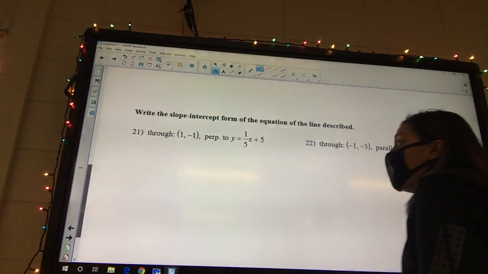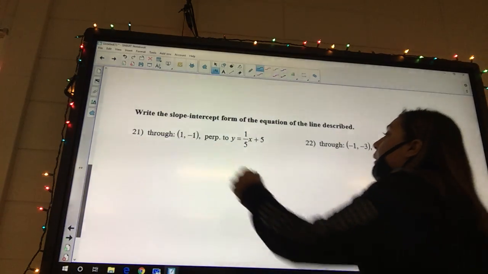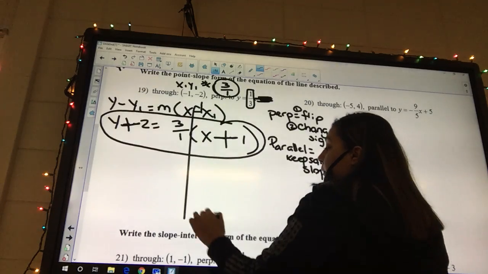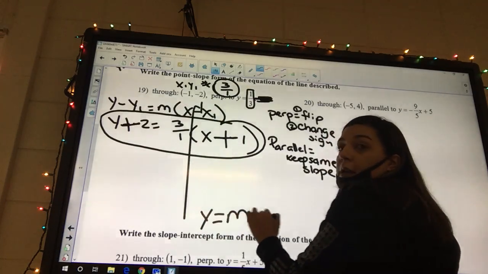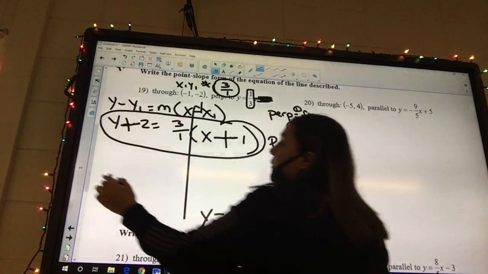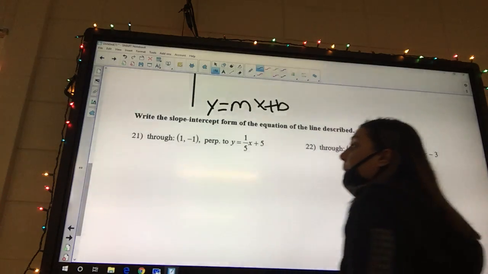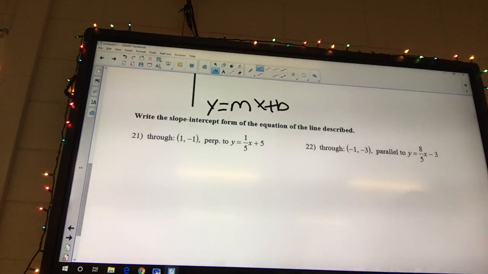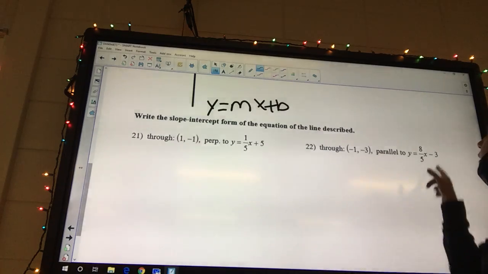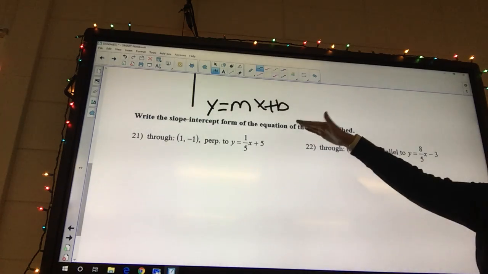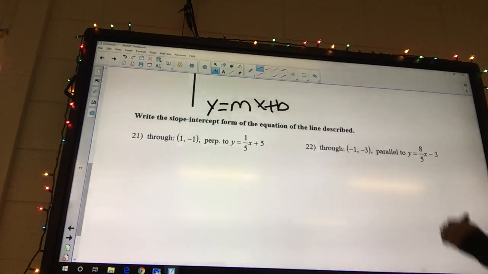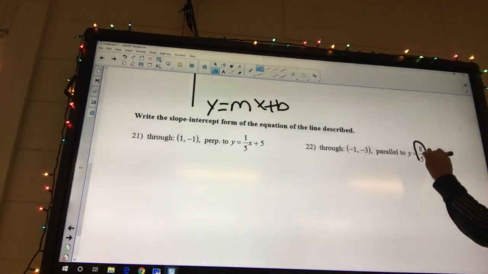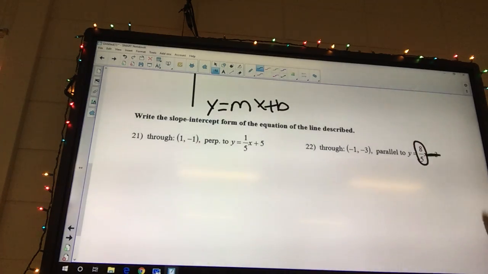Okay, this one says write the slope intercept form. Okay, so I got y equals mx plus b. Okay, and I'm going to do the parallel one on this side, but the rules are still the same. We got perp and parallel. So parallel, we keep the same slope. So we're going to use this slope and you can cross off all this other stuff.